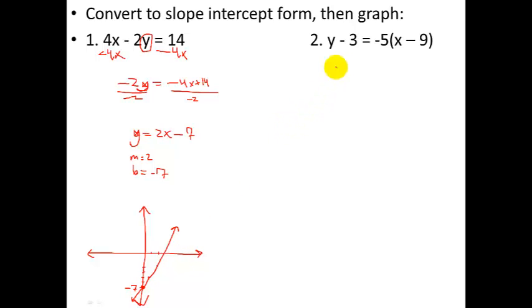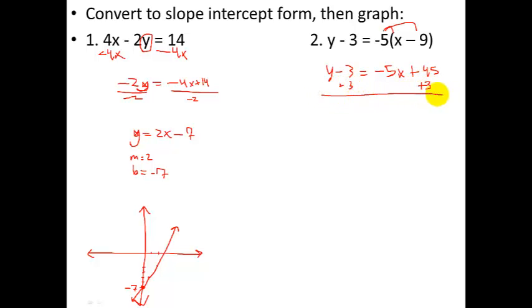Second example here, let's solve for y. Convert to slope-intercept form. You think all I have to do is add 3 to both sides, and you have y by itself, but slope-intercept form doesn't have any parentheses. So actually the best thing to do is to start by distributing. So we have y minus 3 equals negative 5x. Now we're distributing a negative 5 into a negative 9, so that gives us a plus 45. And now we can cancel out the 3 by adding 3 to both sides.